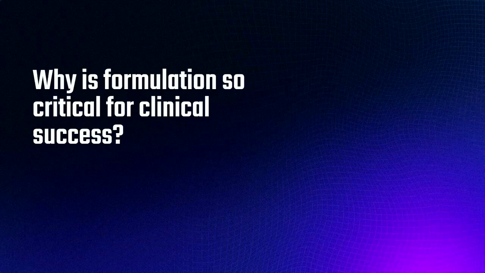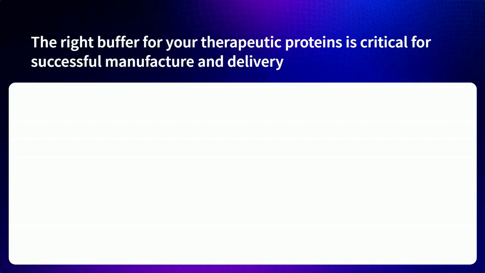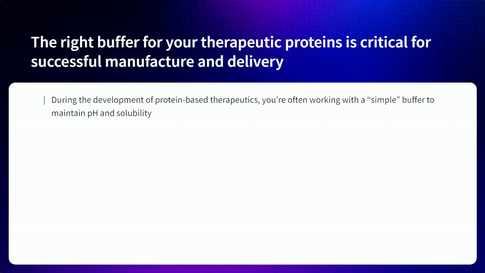First, let's talk about why buffer formulation is so important. Having the right buffer for biologics is vital to success. Now, during development, you'll typically be working with a simple buffer that maintains pH and solubility, which is sufficient for initial screening. And usually this is something widely accessible like a phosphate buffered saline or PBS at pH 7.4.